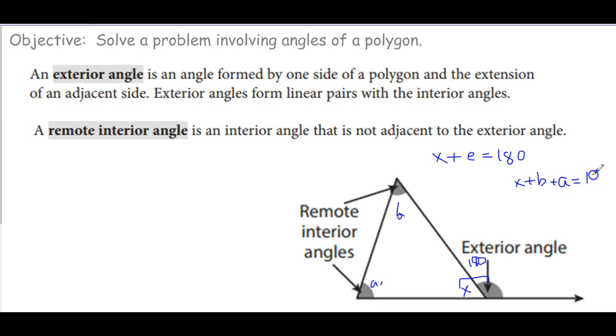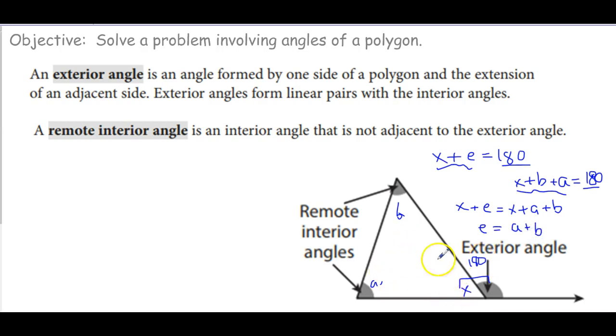equals 180. And here's what's going on. Both these equal 180. So that means this expression here and this expression here, since they both equal 180, they have to equal each other. So x plus the exterior angle has to equal x plus a plus b. And when we subtract x from both sides, we end up with e, the exterior angle, is always going to equal the sum of the two remote interior angles.